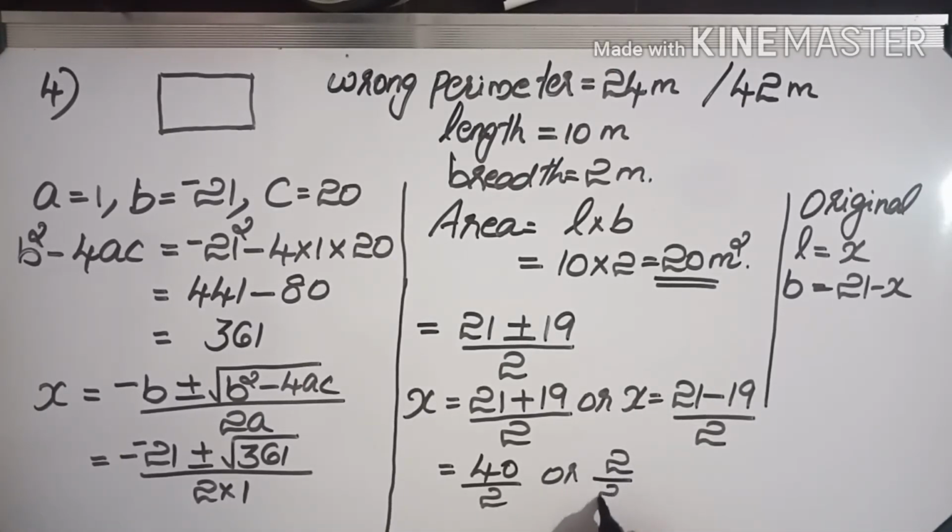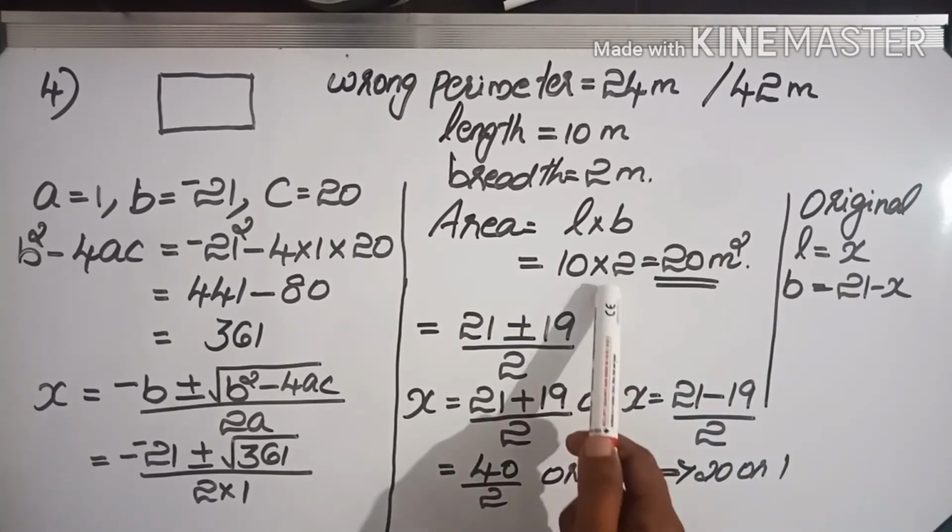So 2 by 2. So the answer will be 40 by 2. 40 by 2 is 20, or 2 by 2, 1. So 20 or 1 means one number we can consider as length and one we can consider as breadth. So if length is 20, breadth will be 1. So let's check whether it satisfies this condition.